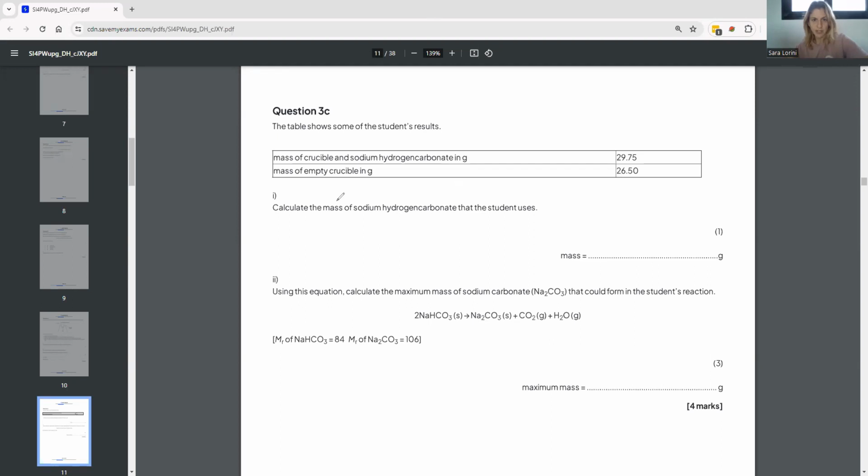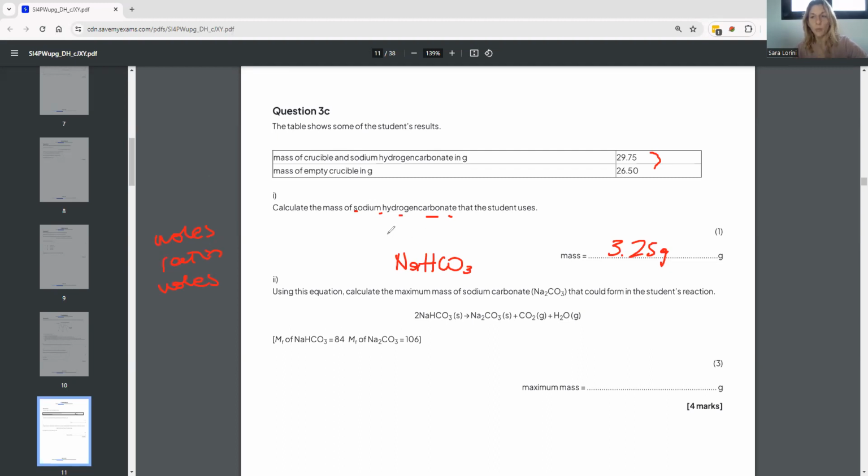So first of all, we need to find the mass of sodium hydrogen carbonate in the crucible. So we just do the difference between them. So we will get a value of 3.25 grams. Okay, now we have the mass of sodium hydrogen carbonate. So it's this one, this is NaHCO3. Remember, always the steps that I tell you to take: moles, ratio, moles.